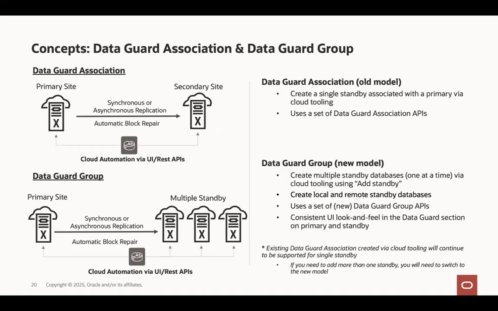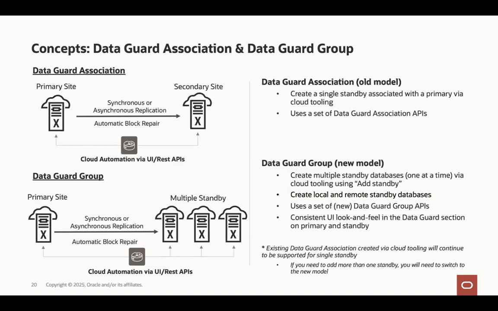So in summary, if a user is using a Data Guard association and they wanted to add more than one standby, then they can just easily switch over. It's a seamless switchover from their Data Guard association to this Data Guard group new model, right? That is right. But you will have to switch if you want to create more than one standby database.